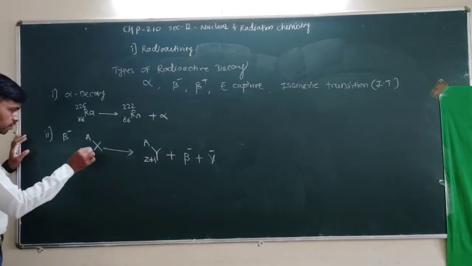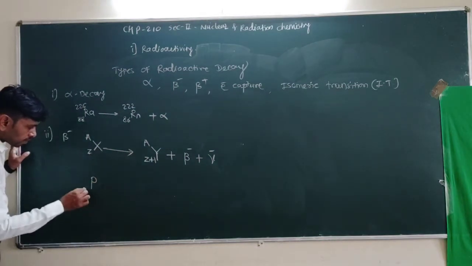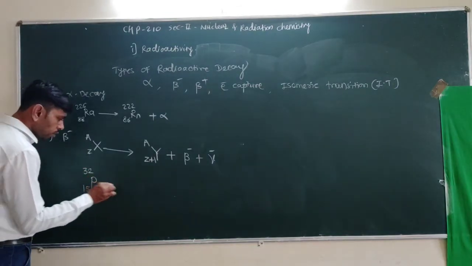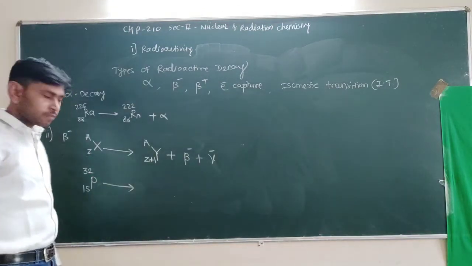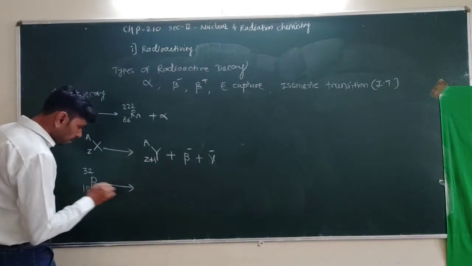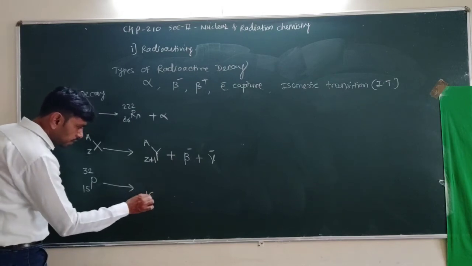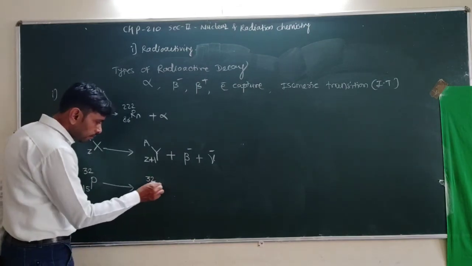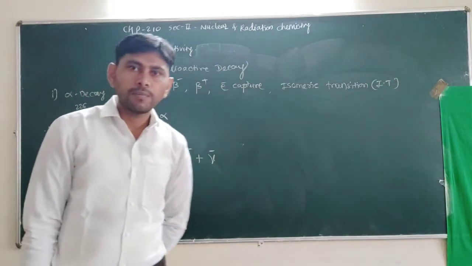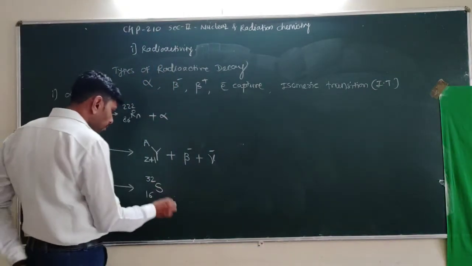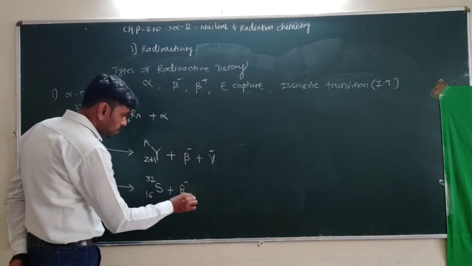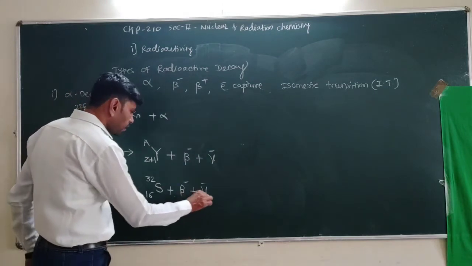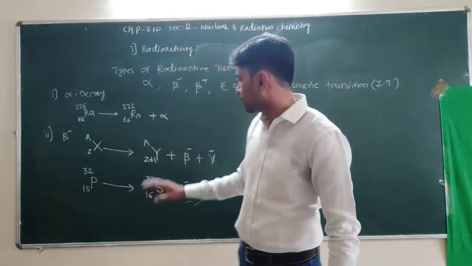Let's take an example of this beta minus decay. Suppose phosphorus is there, having atomic number 15 and mass number 32. Phosphorus undergoes beta minus decay. The atomic number increases by 1 unit, that is 16, and the mass number remains the same, 32. The element with atomic number 16 is sulfur. At the same time, a beta minus particle and an anti-neutrino are emitted. So these are the nuclear particles emitted in the process.